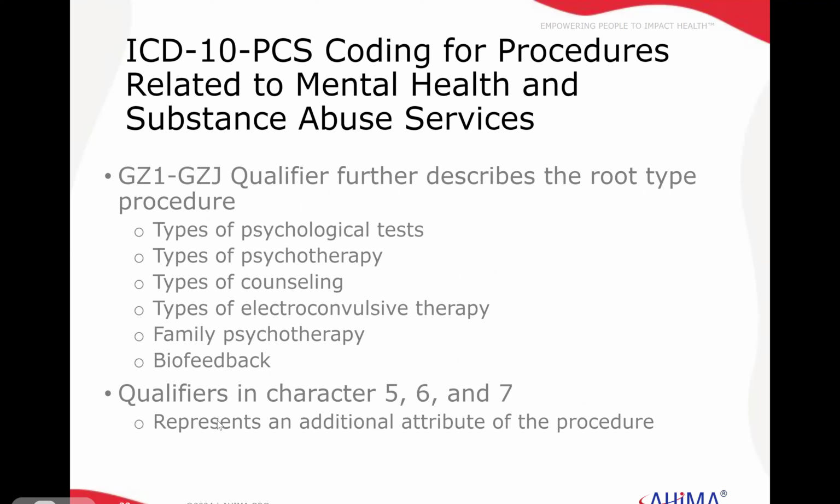And again, in the tables GZ1 through GZJ, the qualifier describes the root procedure, which we talked about, right? The root type, the type of psychotherapy, the type of counseling, whether it's cognitive behavioral therapy or whatever it is, the different type of electroconvulsive therapy. And then the qualifiers, which, as we know, give an additional attribute to the procedure, really aren't relevant here if you think about it.